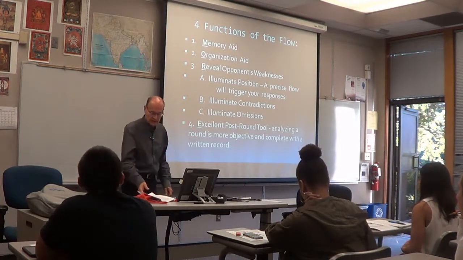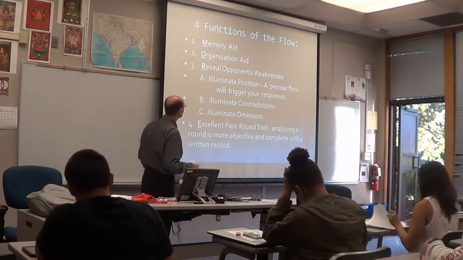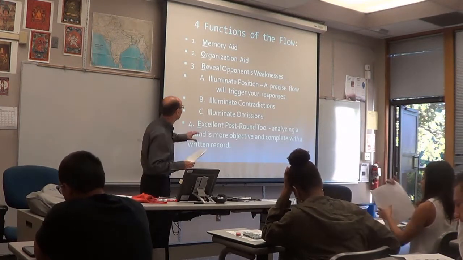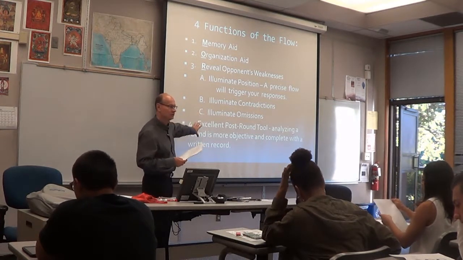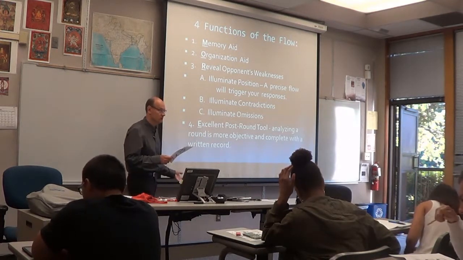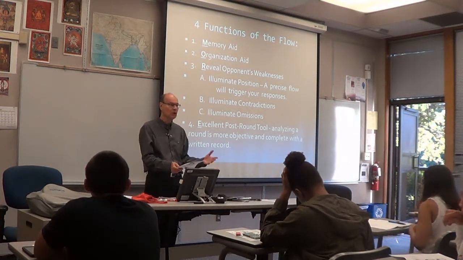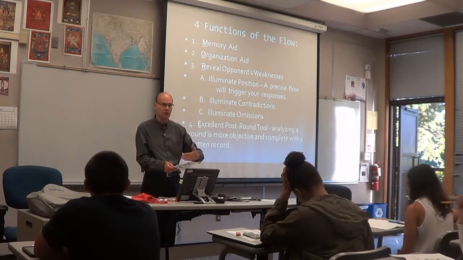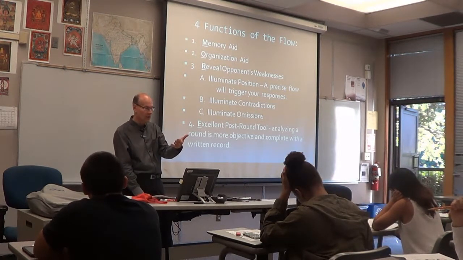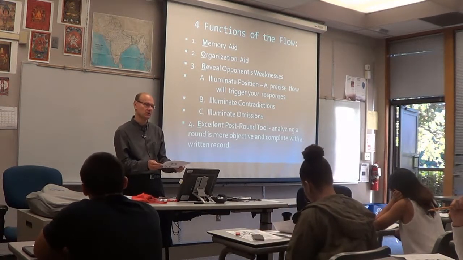Now, I want you to turn to page 6 in the packet. Page 6 gives you, so you don't have to spend time writing it down, these points. These are the functions of a flow. It reinforces why you need to bother doing this. It's a memory aid. It aids organization. It reveals opponents' weaknesses, because like a picture of a car with only 2 tires, you know something is missing. When you're looking at the flow of your opponent's argument, you're going to see, for example, if you're supposed to have a link and an impact, and they don't have a link and an impact, that's a clue to you that there's a defect in that argument, right?